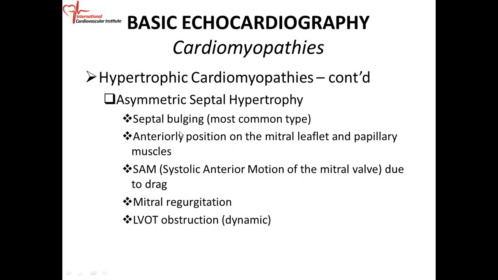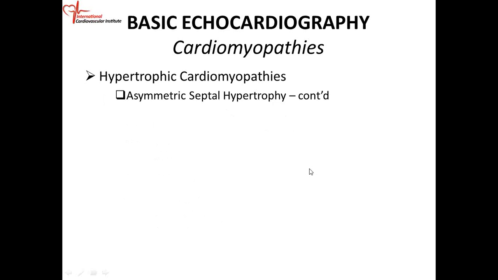As we have mentioned above, because a lot of these patients with asymmetric septal hypertrophy have the papillary muscle and the mitral leaflet abnormally positioned, you'll get mitral regurgitation as a result of that. And because of this SAM, you can get left ventricular flow tract obstruction. In systole, the mitral valve moves anteriorly towards the left ventricular flow tract.